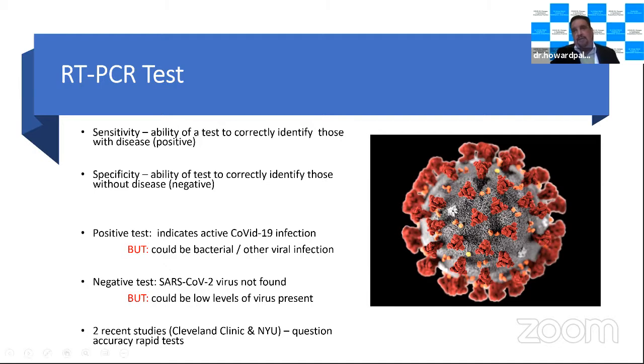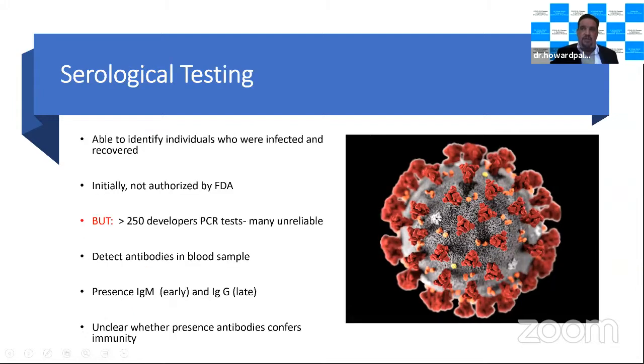Two recent studies out of Cleveland Clinic and New York University both questioned the accuracy of the more rapid tests, and rather suggested that institutions that are doing major surgery should use the conventional tests. Now, the serological test is a blood test looking for antibodies.